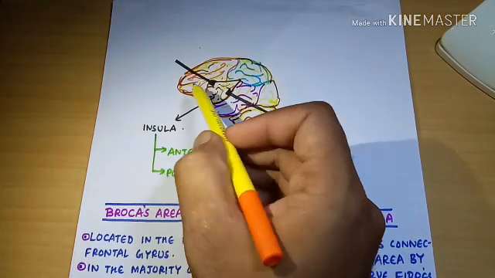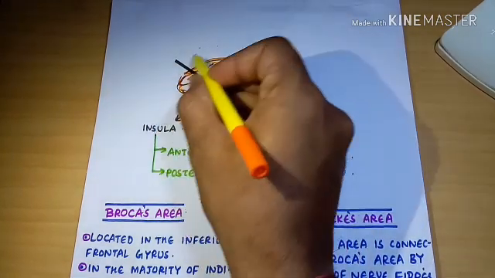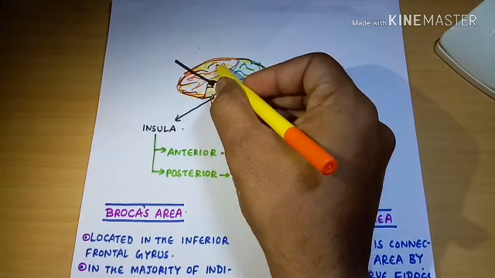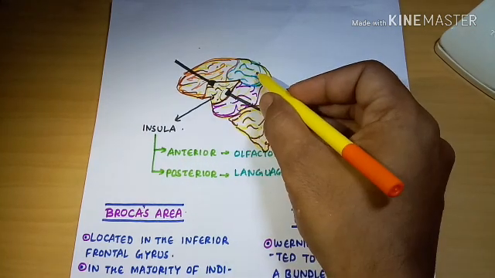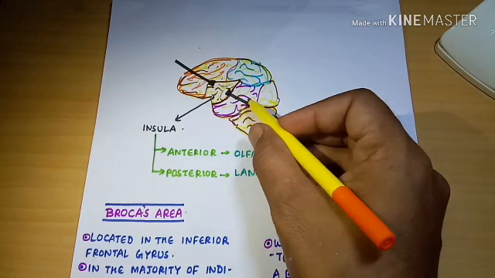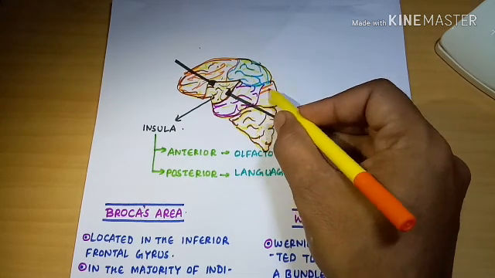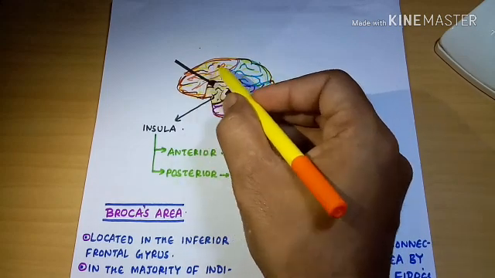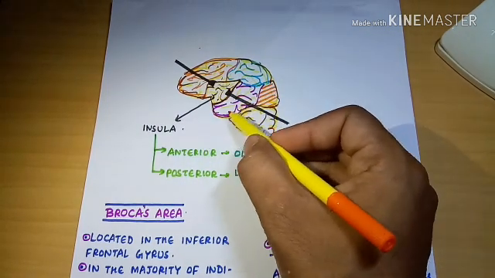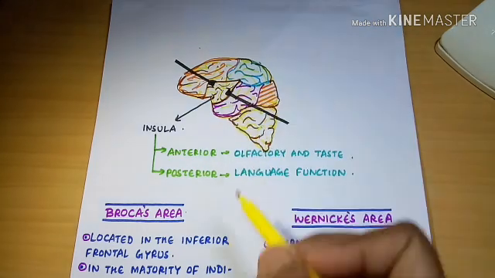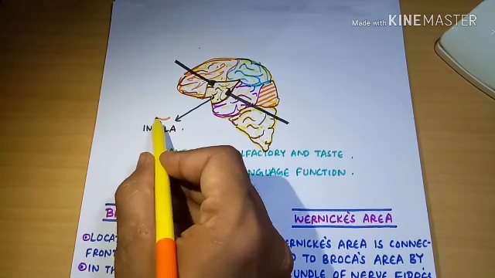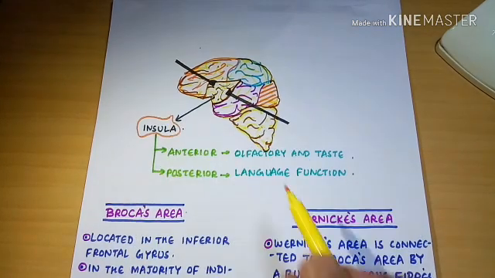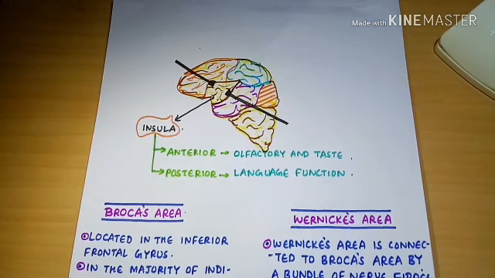If this is the cerebrum from the lateral aspect, this is the frontal lobe, this is the parietal lobe, this is the temporal lobe, and this part is the occipital lobe. In between the frontal lobe and the temporal lobe, there is an insula. This is also called the fifth lobe of the cerebrum.